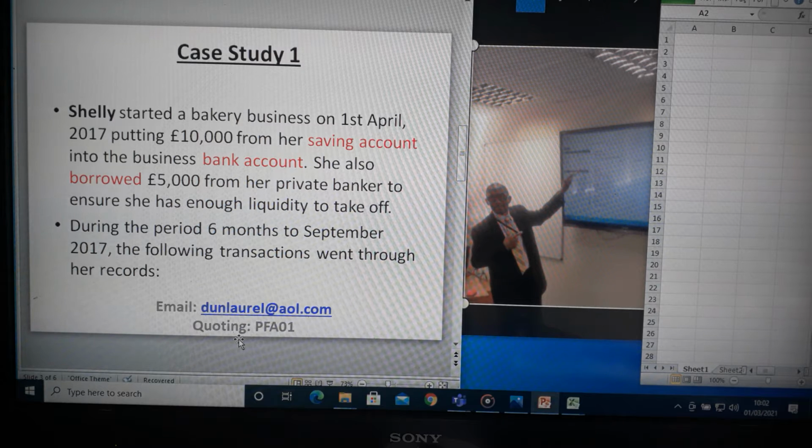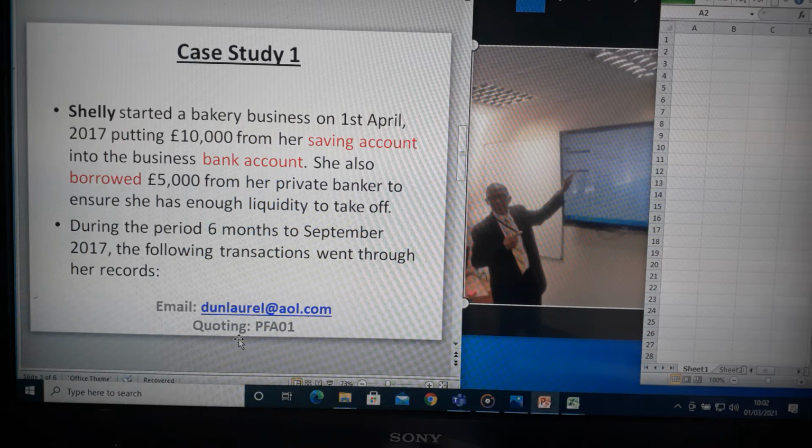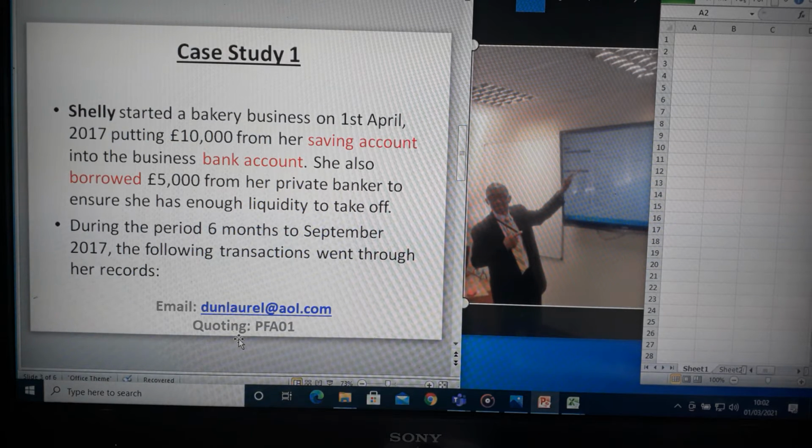Case study 1. Shelley's business will be used to illustrate this particular bookkeeping. Shelley started a bakery business on 1st April 17, putting 10,000 from her savings account into the business bank account she opened. She also borrowed 5,000 from her private banker to ensure she has enough liquidity to take off. This is her source of fund. Other sources could be borrowing from friends and family, selling off assets she doesn't have use of, and then gathering all the funds together for her capital to start the business.